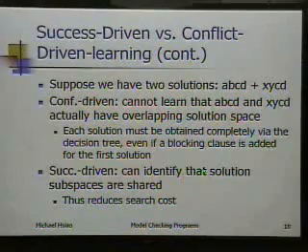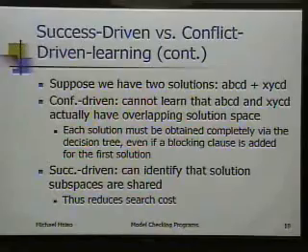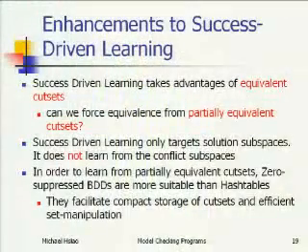In our approach, we identify that C, D are shared, so they're linked together. After A, B, and after X, Y, their solution subspaces are the same. This is a very simple, simplistic example, because the solution subspaces that we actually share could contain millions of solutions.